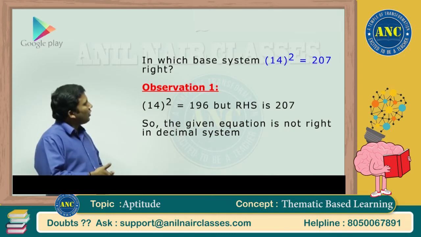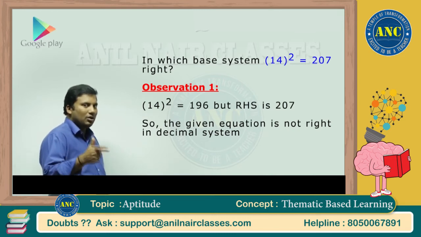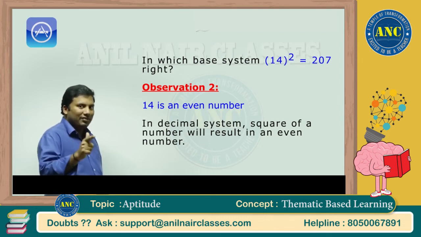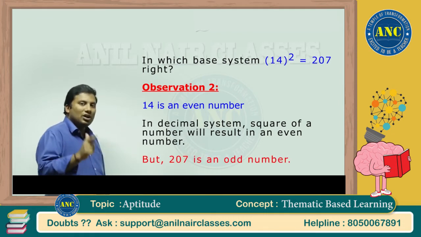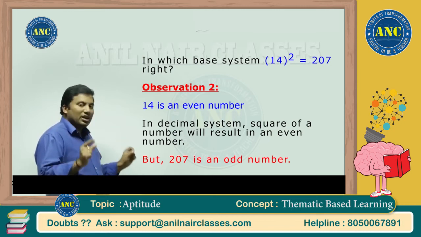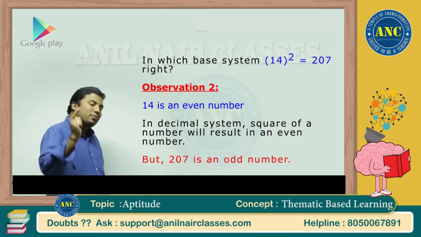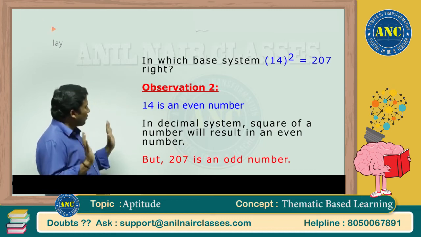Or you can also look at this question from another perspective. 14 is an even number. Even number on square, I should get an even number. But 207 is odd. That means this question is definitely incorrect in decimal system. In which base system we have to find it out. I hope the question is clear.